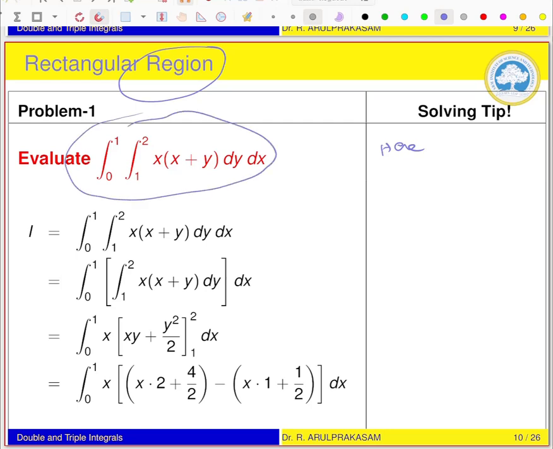What is the general form of the double integral? Double integral over the region R, function of x comma y, dx and dy. It is the general form of a double integral. Okay, so here the function is defined. What is the function defined?